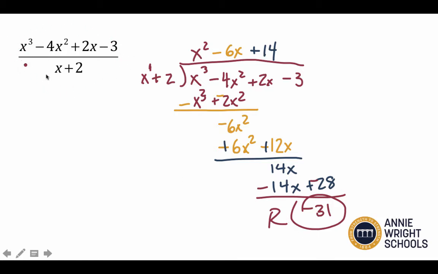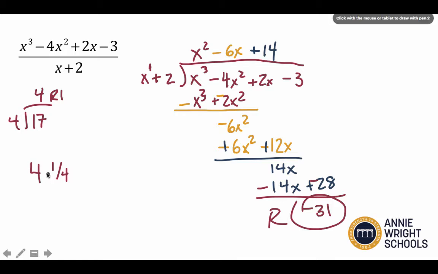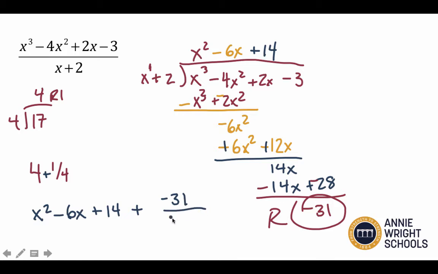So, what's the answer to this question? What is x cubed minus 4x squared plus 2x minus 3 divided by x plus 2? Well, what is 17 divided by 4? It's 4 remainder 1, but we don't write remainder 1. We say it's 4 and 1/4. And when we say the word and, we mean plus. It's 4 plus a fourth. That's the remainder. There's 1 left over from dividing by 4. So what's the answer here? Well, the answer to this is x squared minus 6x plus 14 plus a remainder of negative 31 divided by x plus 2.